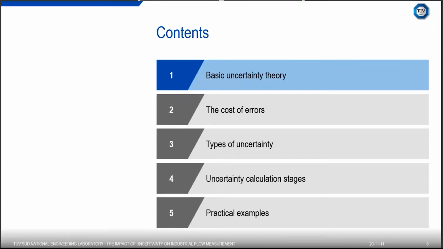I'll also discuss uncertainty calculation stages, so if we're trying to calculate the uncertainty of a particular parameter such as flow or something like that, how we would do it. And I'll finish off with a few practical examples that are common to us. All of the first four sections should lead nicely into the practical examples to just give a feel of what we do.